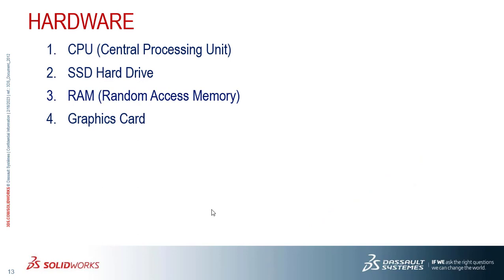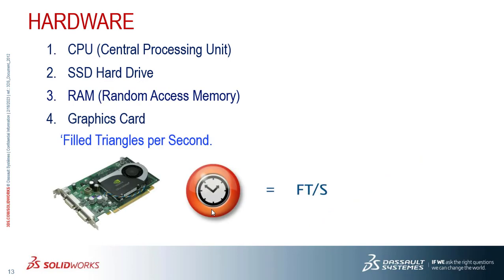And the last one is the graphics card. What does a graphics card do? It only fills triangles per second. Later on, I will elaborate what fill triangles means. What is the purpose of a graphics card actually? It just graphically enhances the visuals of your screen. The CPU and graphics card are two different things. CPU processes the data and the graphics card processes your graphics visuals.